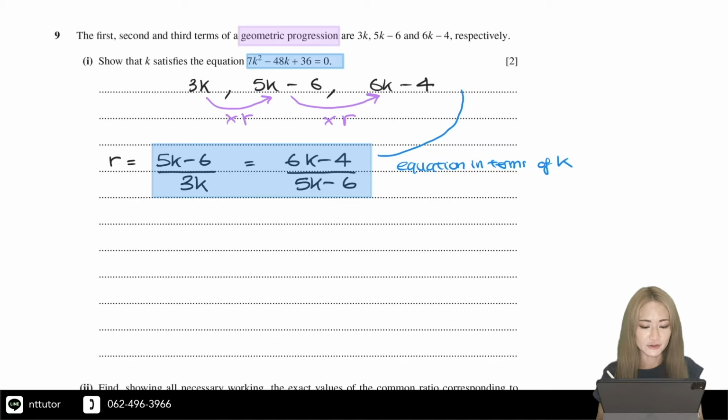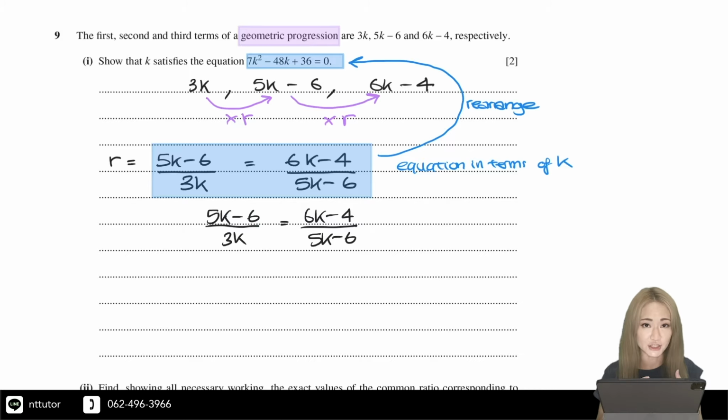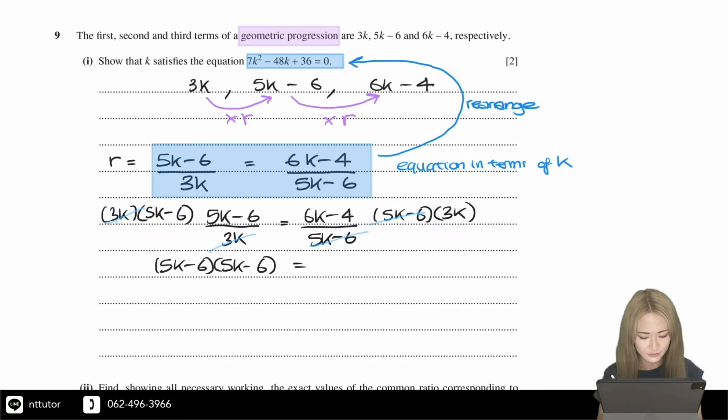And now, all we need to do is rearrange this expression into 7k squared minus 48k plus 36 equals 0. If you notice, the expression that we want to rearrange it into has no fractions. So the first approach is to get rid of the fractions by multiplying both sides by the product of the denominators. If we multiply both sides by 5k minus 6 and 3k, it cancels out and simplifies to this. If we expand the brackets, we get 25k squared minus 60k plus 36 equals 18k squared minus 12k.